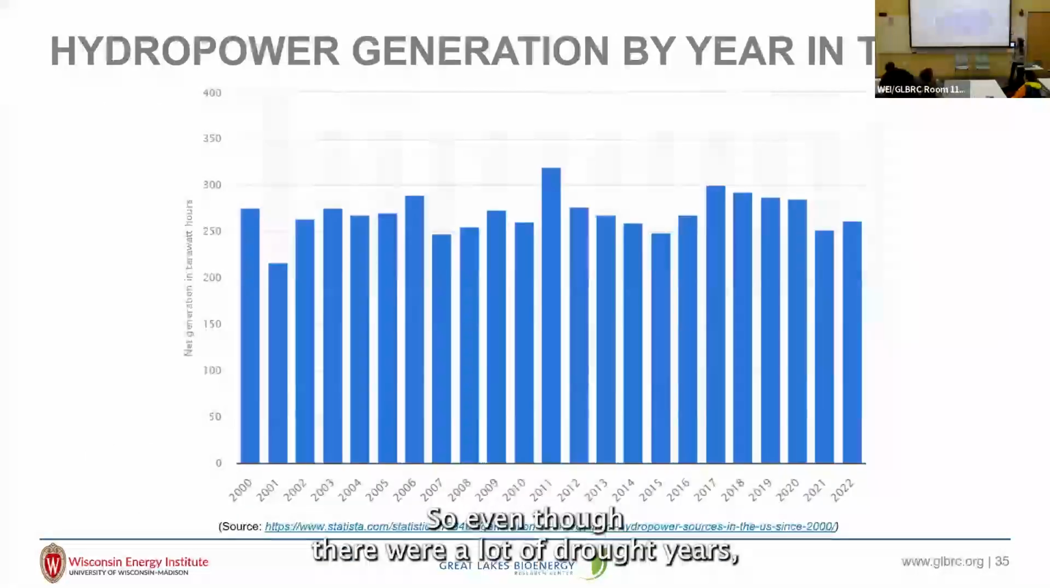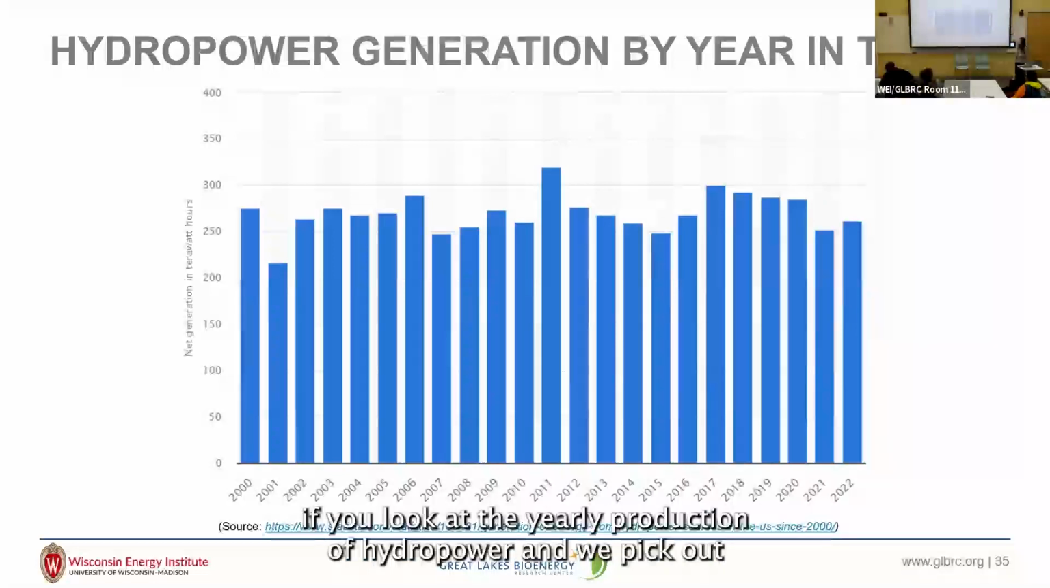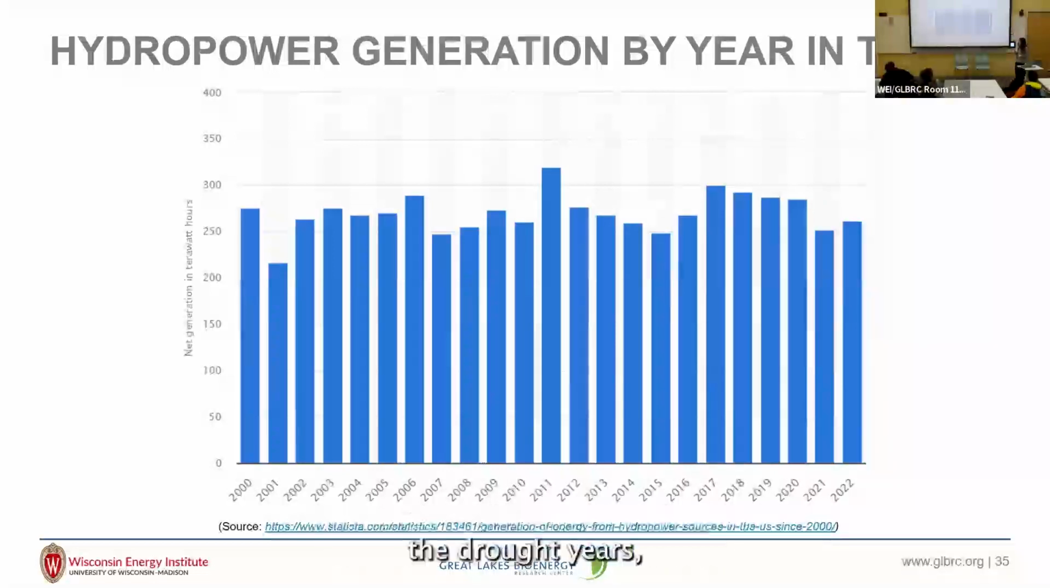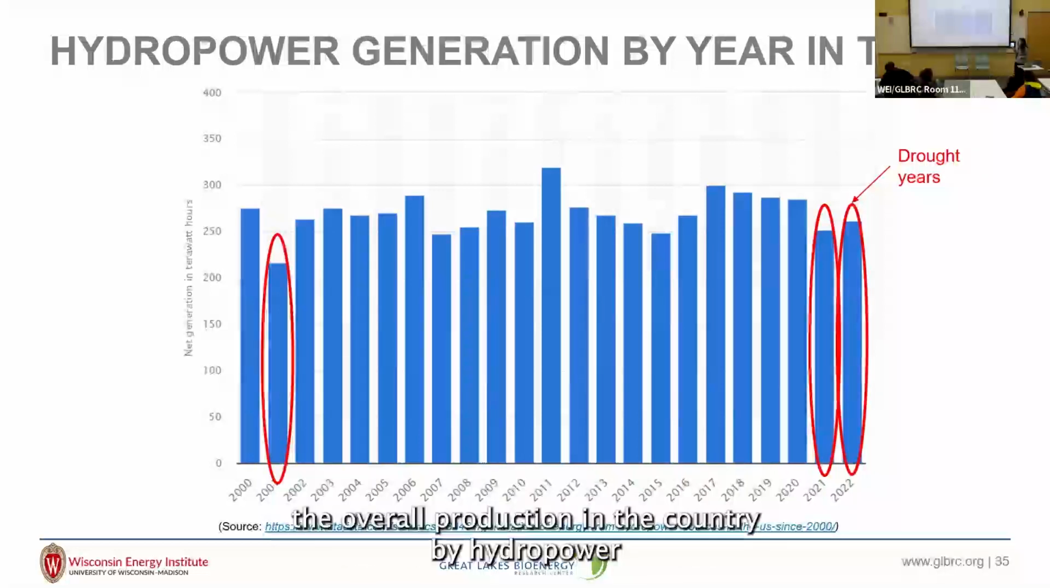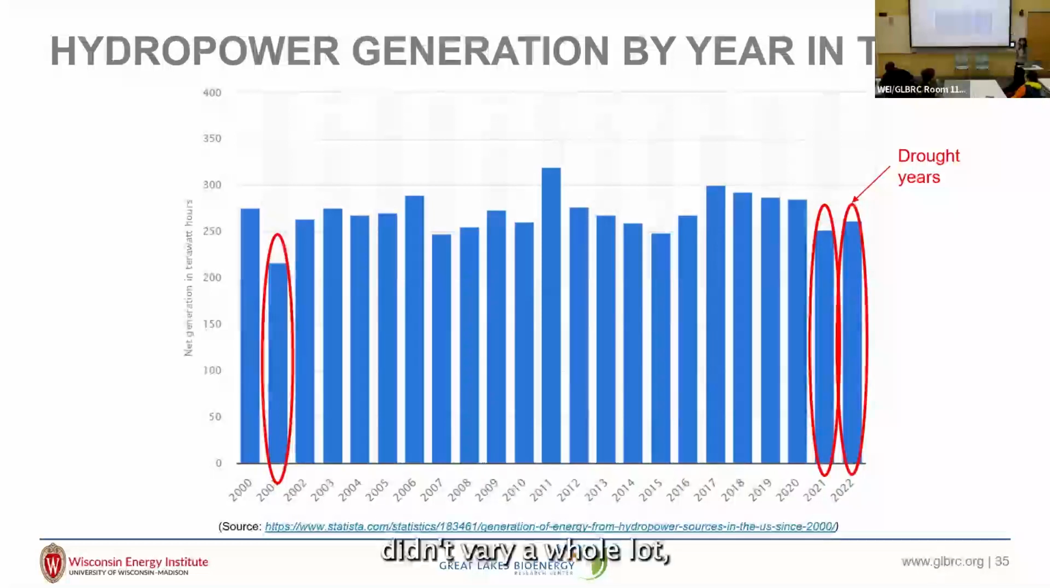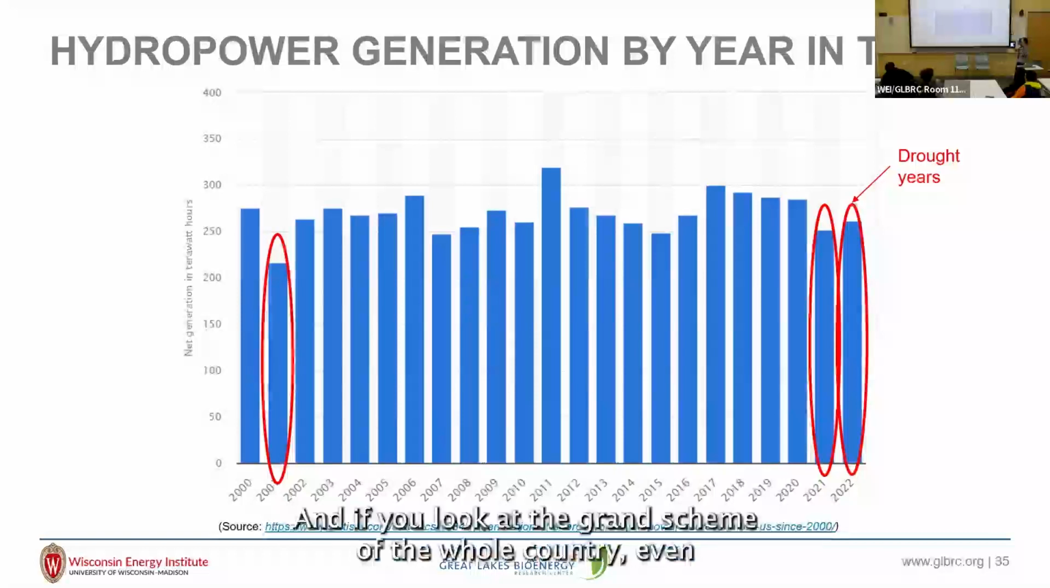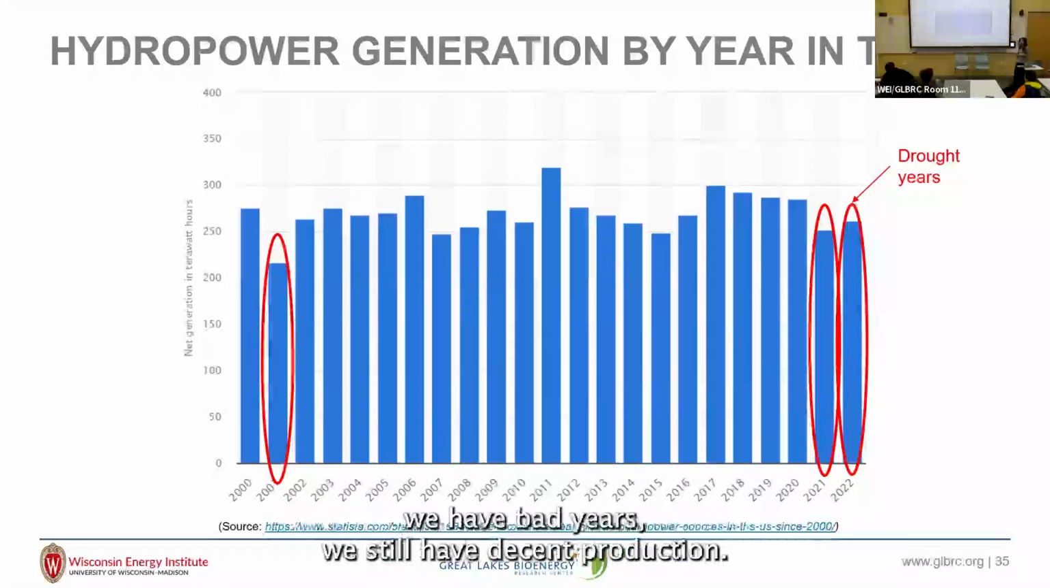So even though there were a lot of drought years, if you look at the yearly production of hydropower, and we pick out the drought years, that is 2001, 2021, 2022, the overall production in the country by hydropower didn't vary a whole lot, which is good news, right? Like I said earlier, one of the benefits is reliable. It's the availability of water. And if you look at the grand scheme of the whole country, even when we have bad years, we still have decent production.